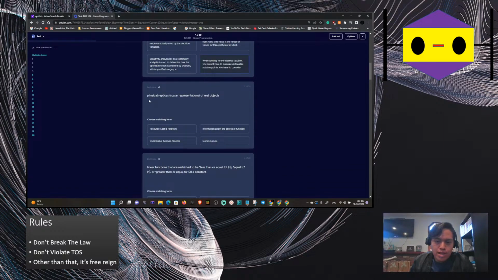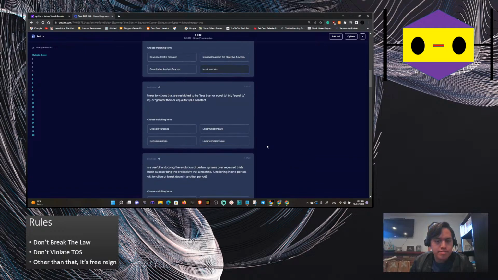Physical replicas or real objects are iconic models. Linear functions that are restricted to be less than or equal to, or greater than or equal to a constraint, those are what linear constraints are. Okay. What's next?